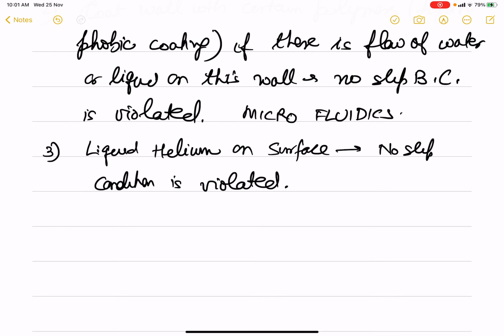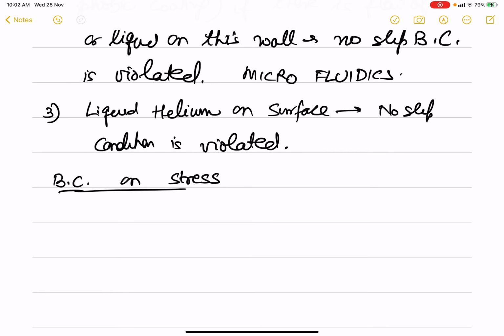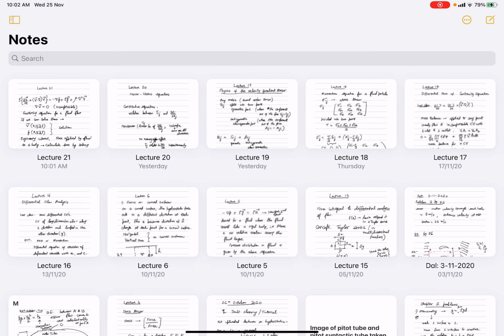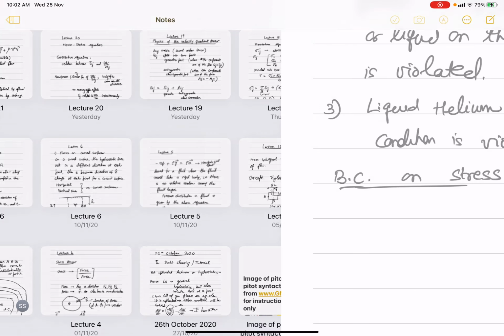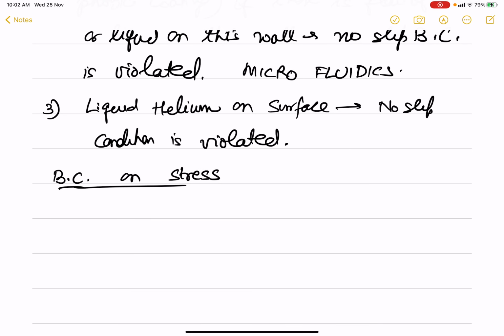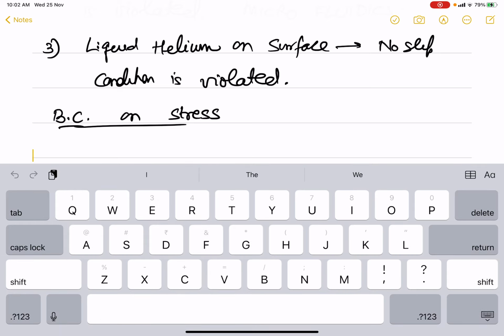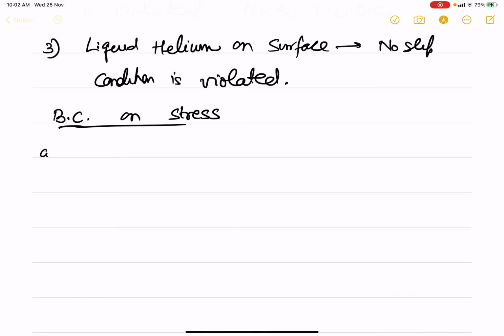Now, the second boundary condition which we talk of is the boundary condition on stress. We've looked at the velocity boundary condition. The other physical quantity which we have is the stress. So, stress is also going to provide us boundary conditions, and that is what we are going to now look at. So, once again, we have two types of stresses. There is a normal stress, and let us look at the normal stress.